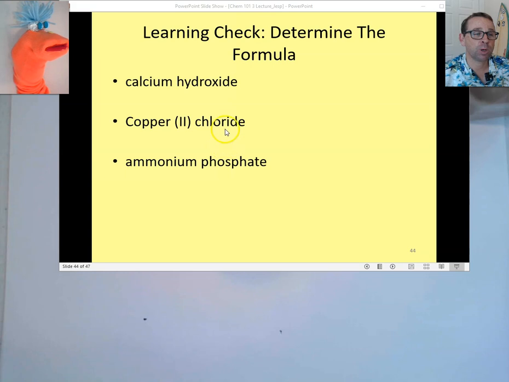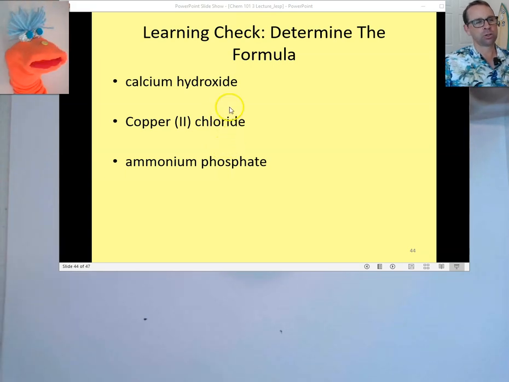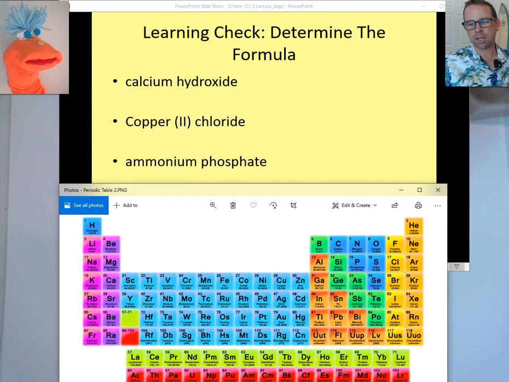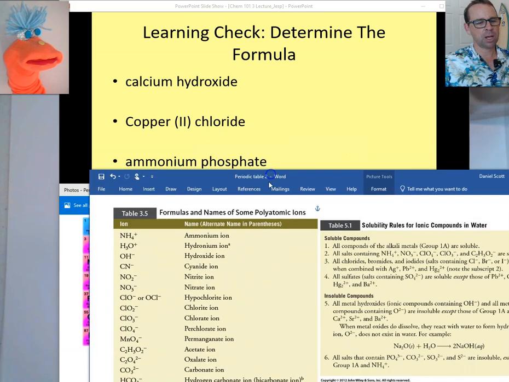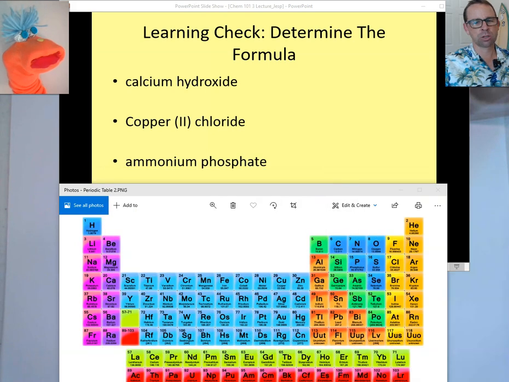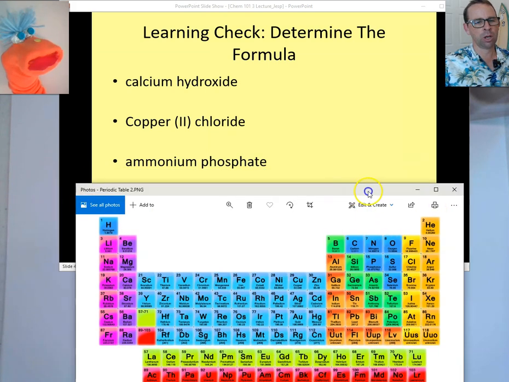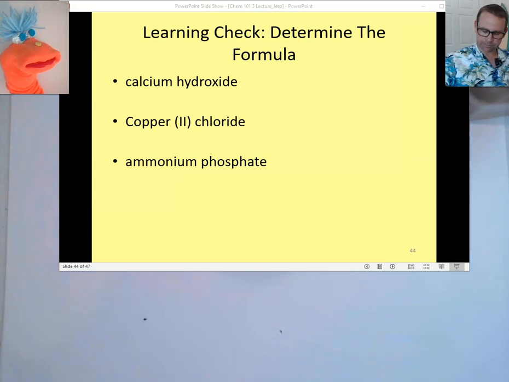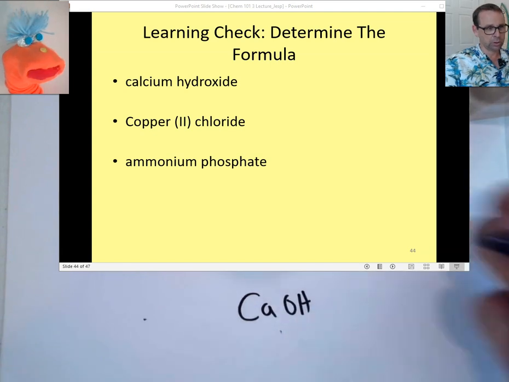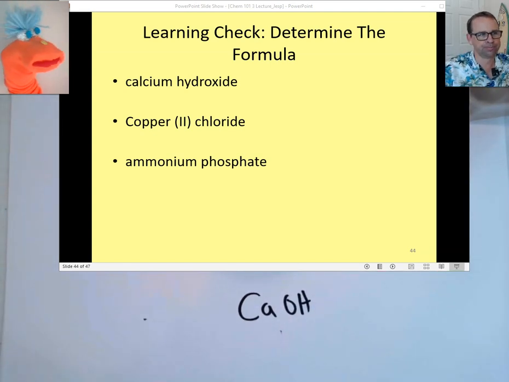All right, Fred, what's calcium hydroxide? Calcium Ca, hydroxide. Is that on the periodic table? No, hydroxide's not, is it? It's on the polyatomic ion chart. You see it there? Oh, yeah, it's the third one. Okay, so calcium hydroxide is CaOH. Like this? Yeah, calcium hydroxide.